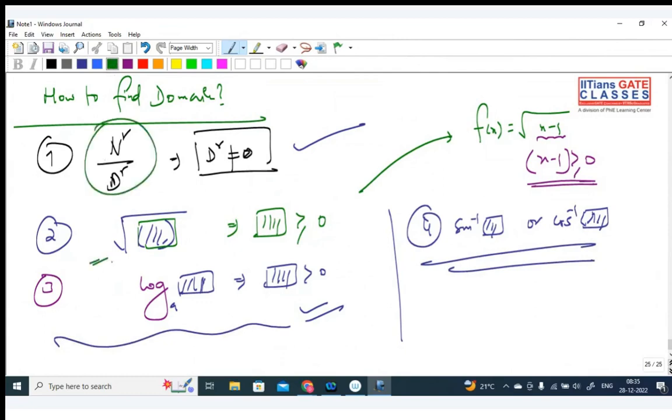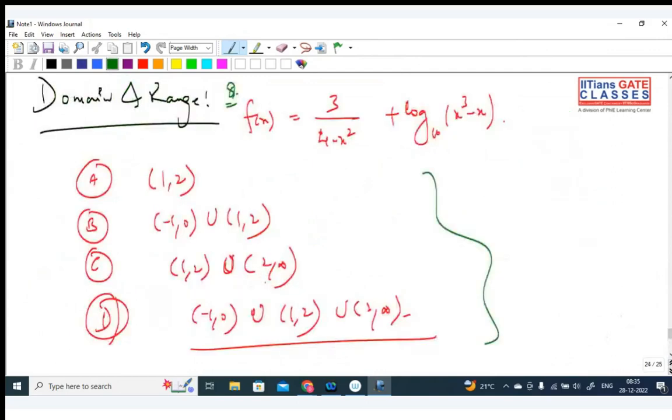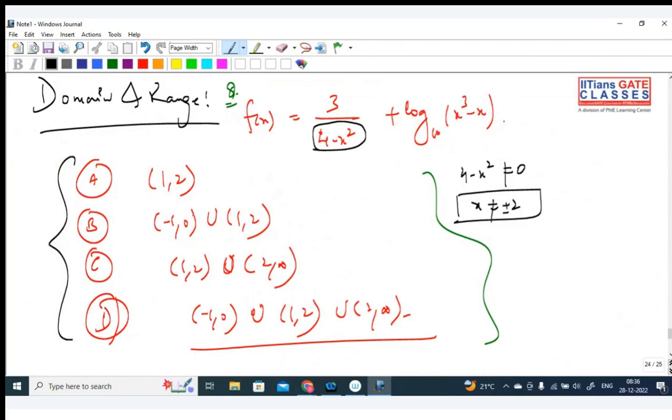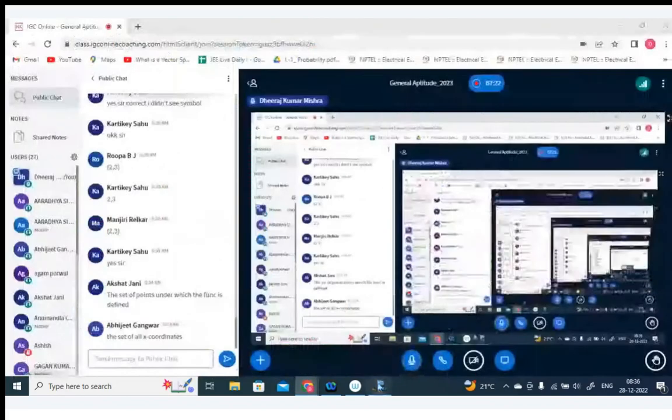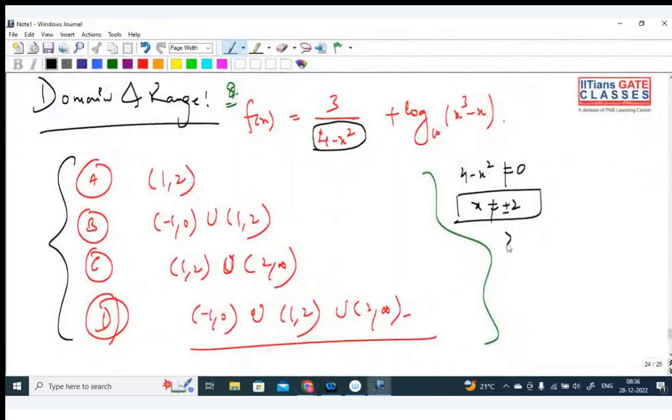In this question you see what is present. This is the numerator by denominator form, right? So how to find the domain? You see, 4 minus x square should not be equal to 0. So this can be written as x should not be equal to minus 2 or plus 2. In the options, x belongs to the real numbers, entire real numbers, but we are removing minus 2 and 2, right? There is no closed bracket, only open brackets.